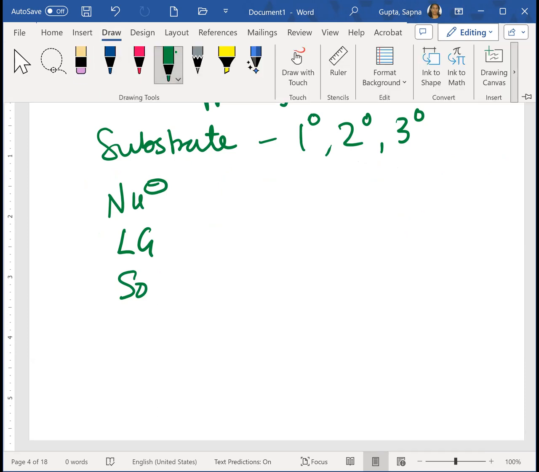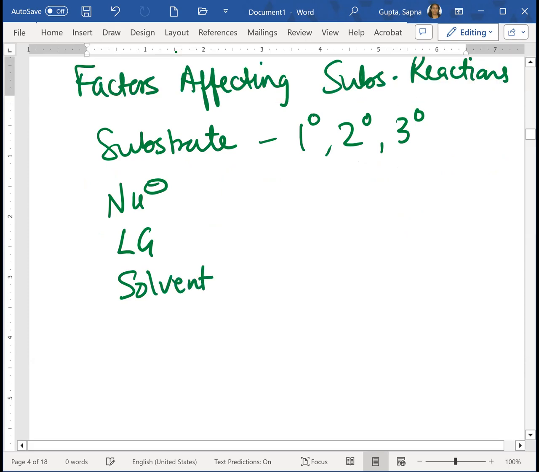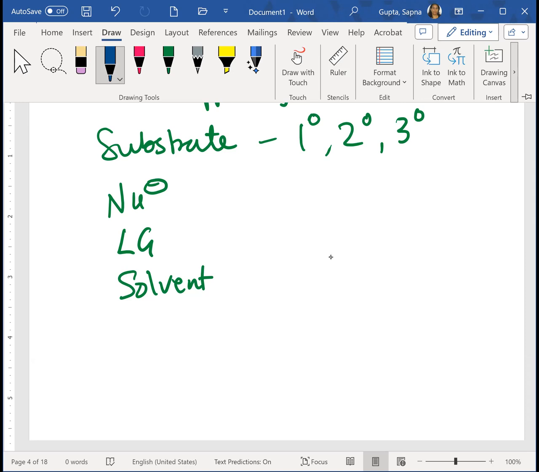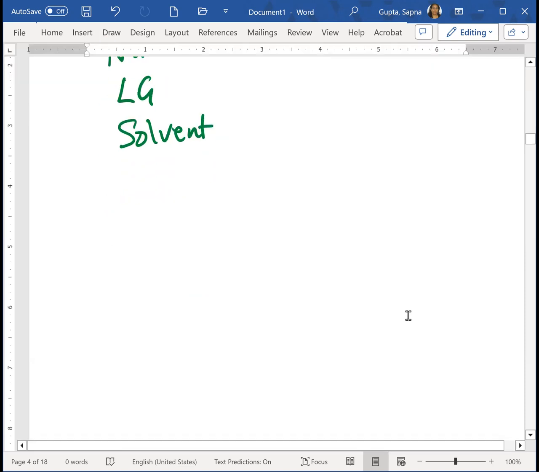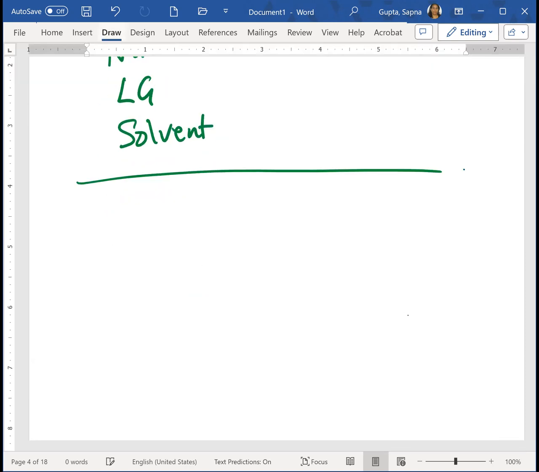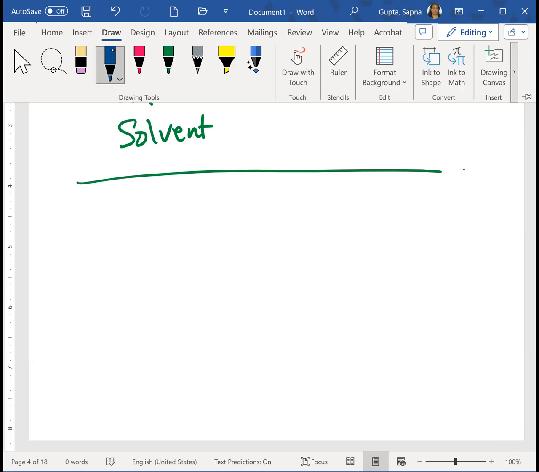Solvent has to do a little bit more with the practical aspect of what's going on, because when you get into the lab, you have to carry out these reactions in person. And so then you have to think about the solvent. When we talk about these reactions theoretically, then not so much. Okay, so we'll start with the first one, which is the substrate. I changed my pen.